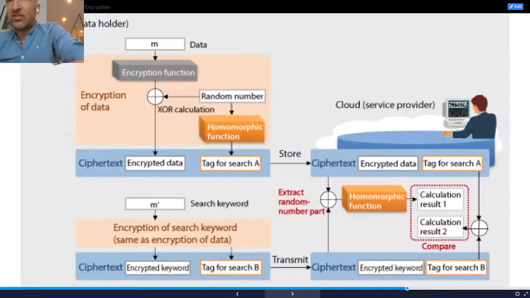If you're looking at our diagram here, we have our data, we encrypt the data, we have a homomorphic function, and then we have our ciphertext with encrypted data, and we upload this into the cloud. And we're able to do searches on our data and perform modifications on the data using the inverted index.